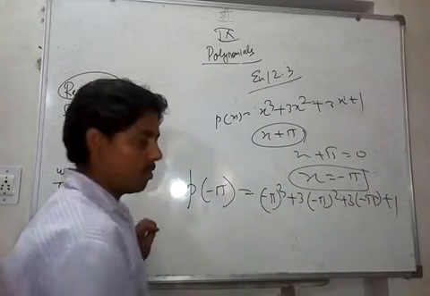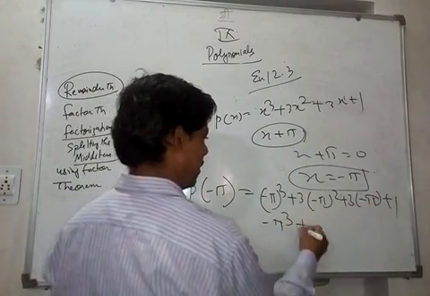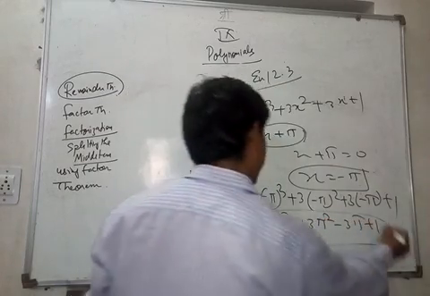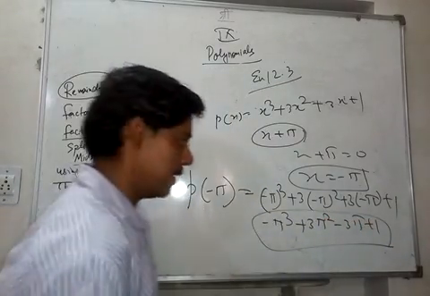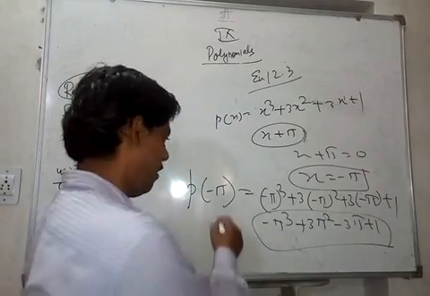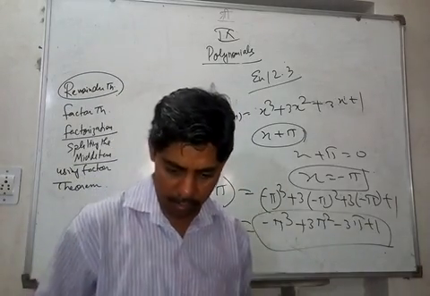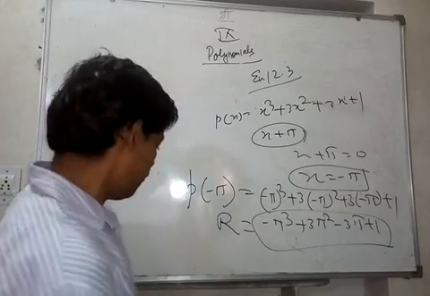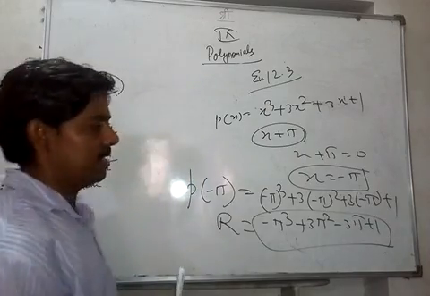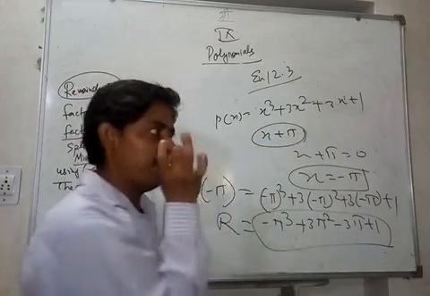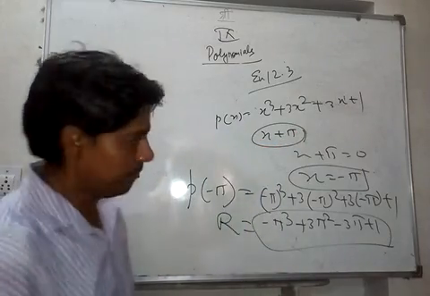Minus pi cube is what? Minus pi cube, plus 3 pi square minus 3 pi plus 1, and now no need to put the value of pi as 22/7, and this is the remainder we are talking about. This is how you do the questions on remainder theorem. And now comes the factor theorem. Factor theorem is, if the remainder is 0, then our divisor becomes a factor of p(x).